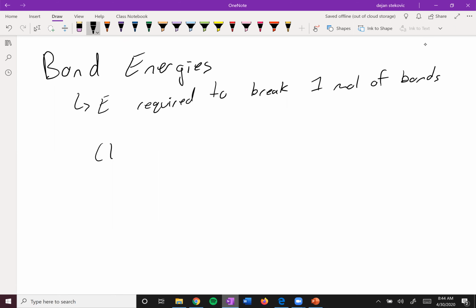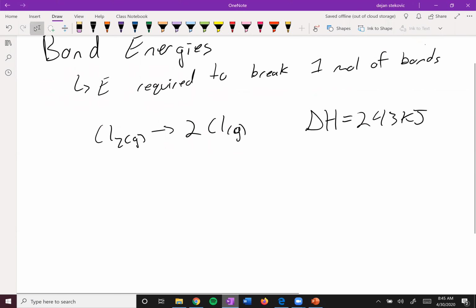So this is something like Cl2 as a gas being broken up into 2 Cls. And so you're breaking that Cl-Cl gas. And this requires energy. So this is 243 kilojoules. So it takes 243 kilojoules to break apart 1 mole of Cl2.